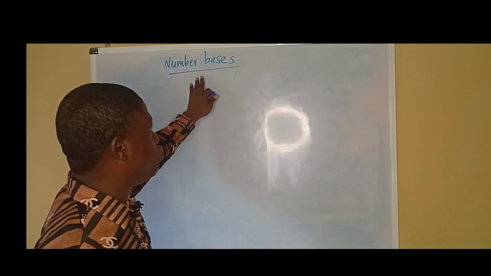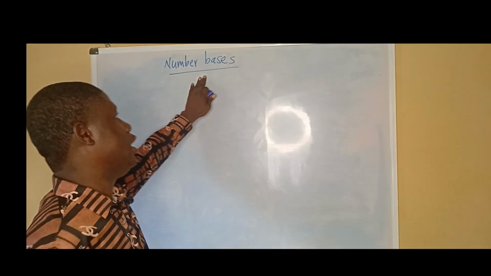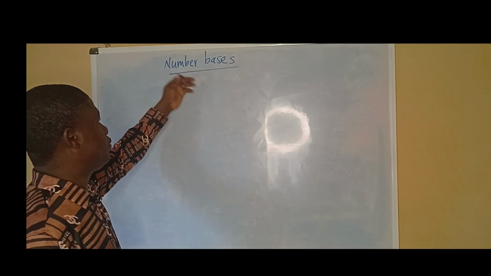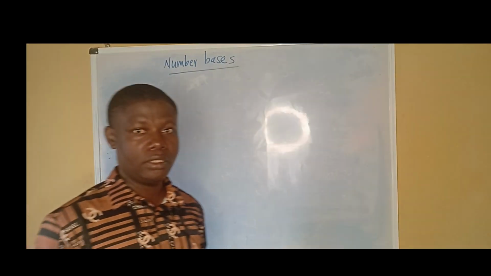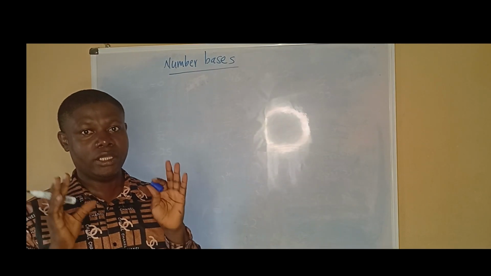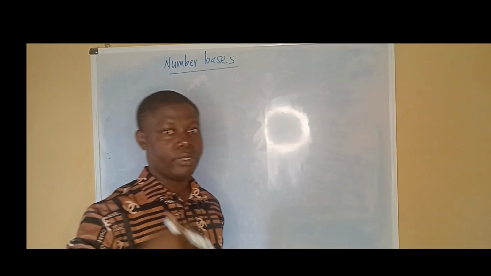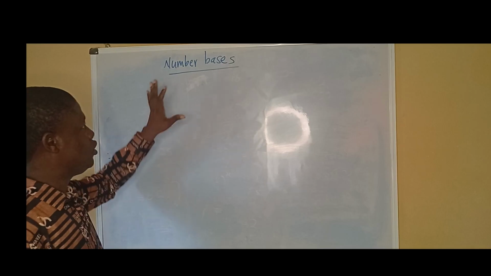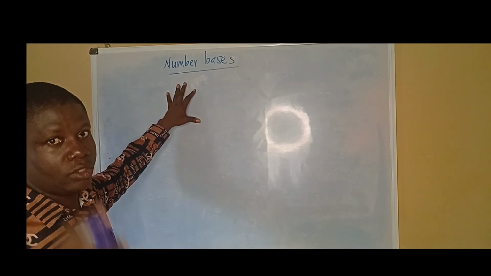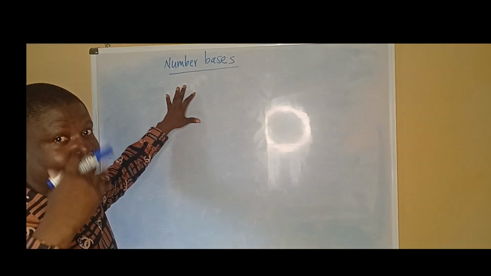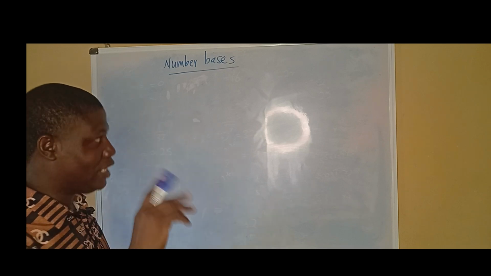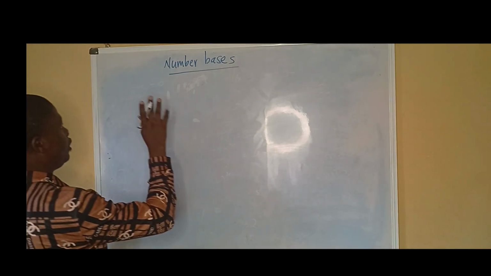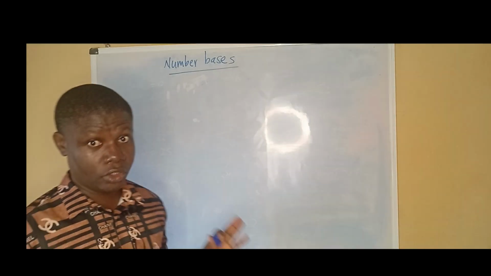We are going to be looking at number bases. When we talk about number base, we are talking about a system of counting in which a unit makes up a bundle. Okay? And any number in any base is always one less than that base.